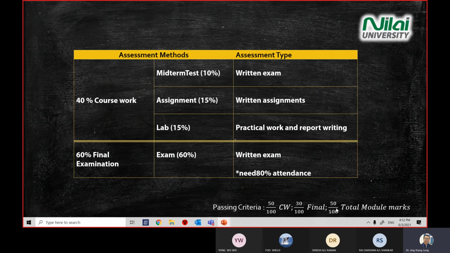Of course, there's one more criterion I mentioned just now: you need to get at least 50% out of 100% for this module. So there are 3 criteria. Always check whether you score 50% of your coursework, 30 out of 100 for your final, and that your overall marks are more than 50.